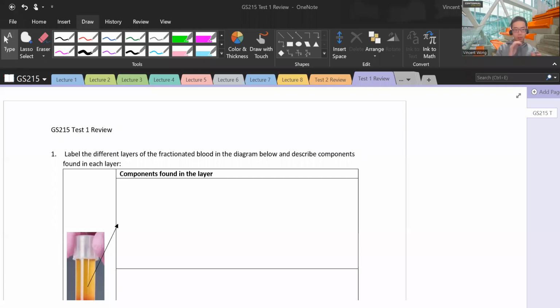We are going to just do a quick review on test one for today's class. And of course, the test is on Wednesday, and there is no class on Wednesday. You just have to do your tests that day, and we'll resume our lessons in the following week. So let's get started.